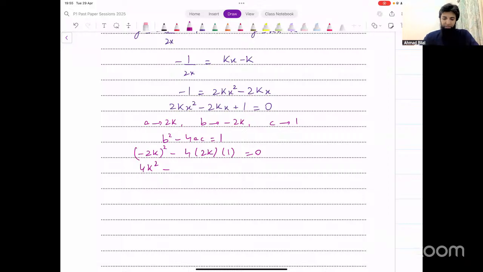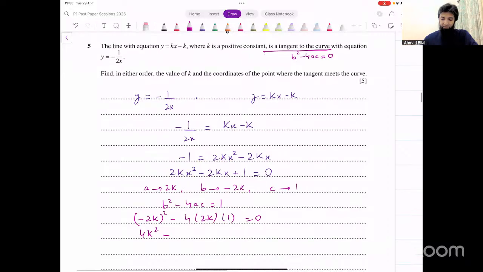So you will just simplify this, find the value of k from that. And once you've got the value for k, what you would do then would be, you would solve those two equations simultaneously, and that will give you that point that you're looking for. We'll do that in a moment.